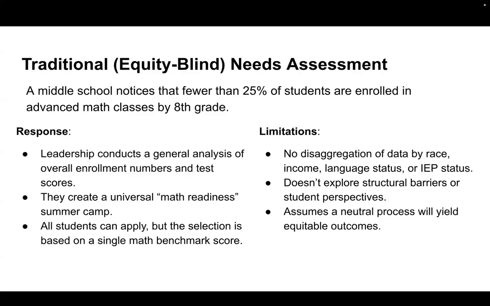Middle school notices that fewer than 25% of students are enrolled in advanced math classes by 8th grade. Well, got to fix that. They conduct a general analysis of the numbers and test scores. They create a universal math readiness summer camp where all kids should come, and all students can apply with the selections based on a single math benchmark score.